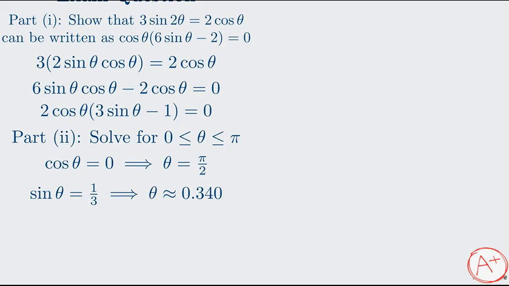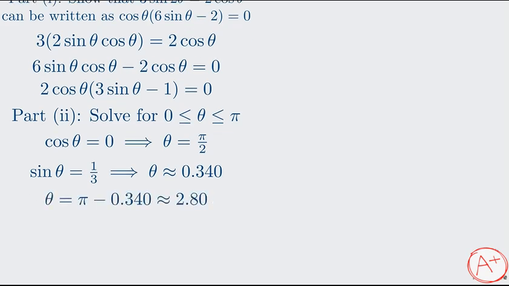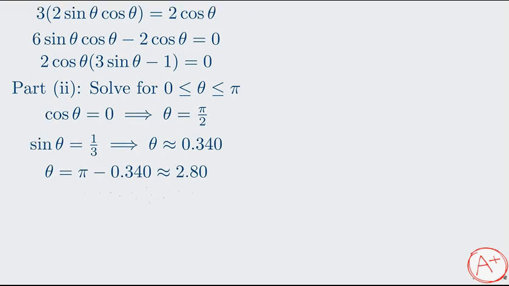For sine, the second solution is pi minus the principal value, which is 2.80 radians. These three solutions, 0.340, pi over 2, and 2.80, are our final answers. Let's discuss common pitfalls to avoid in your examination.